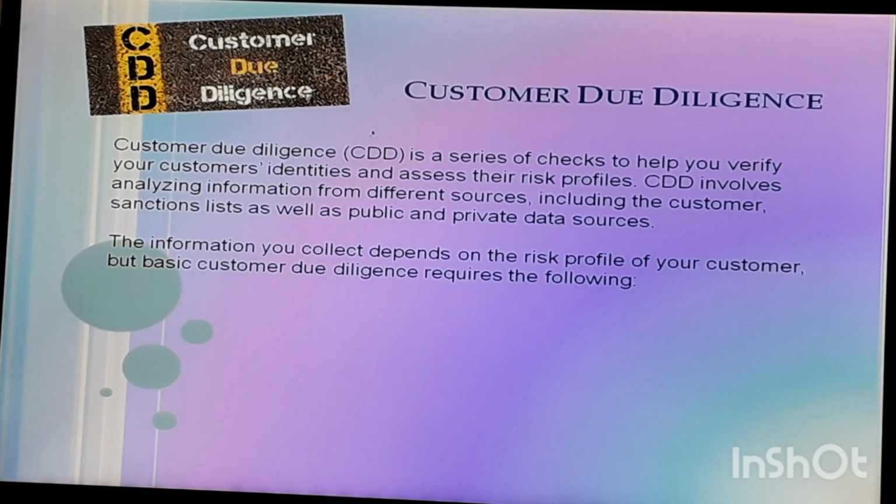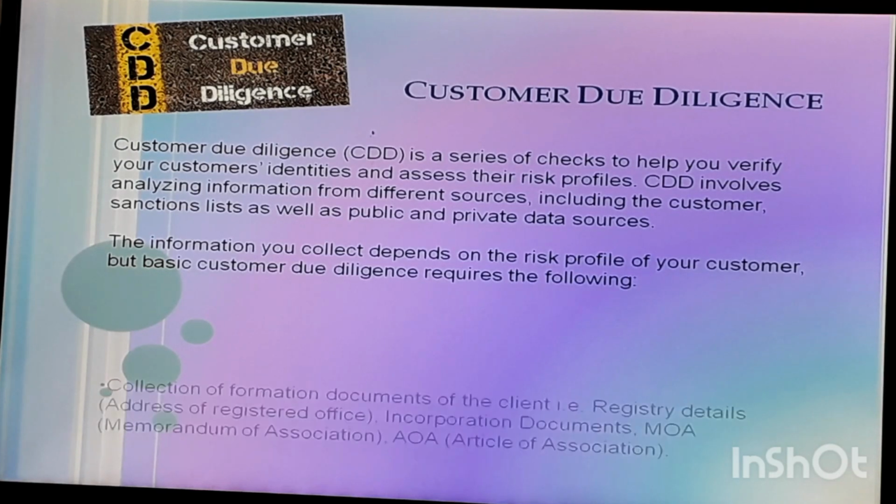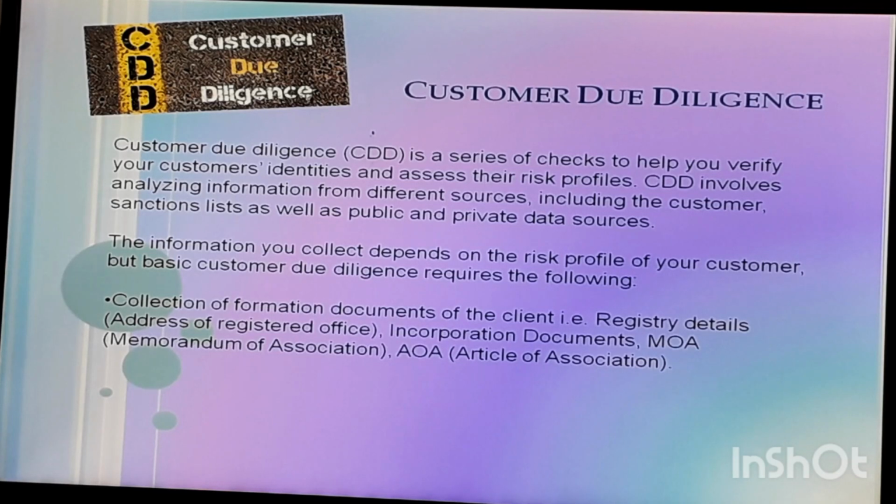Once we are done with client due diligence or customer due diligence, the steps are as follows. First, collection of the formation documents, as I mentioned: the registry details, like address proof and registered address, the memorandum of association, the articles of association. These show the existence of the customer, the formation documents of the customer, client or entity. We can use multiple terms for that. So these are the documents that we take for identification and existence of that particular entity.